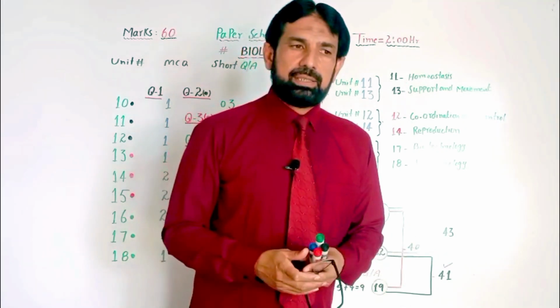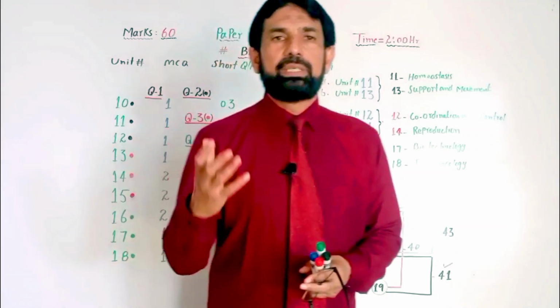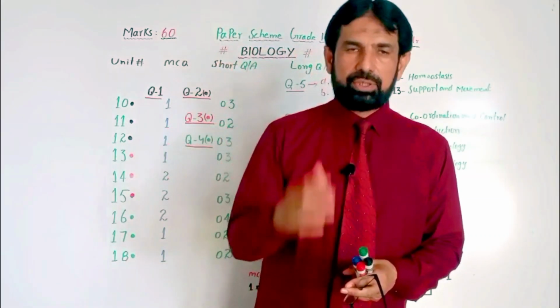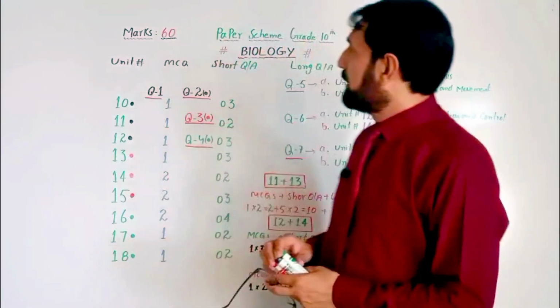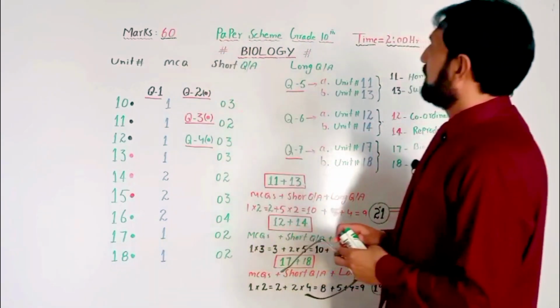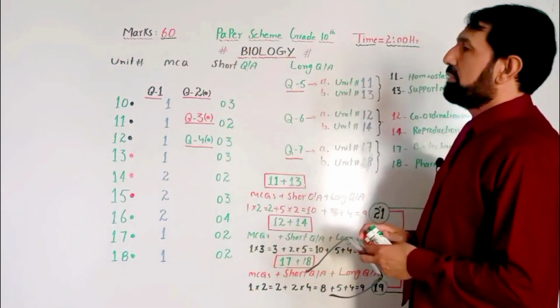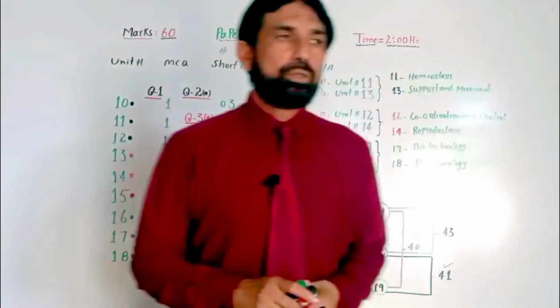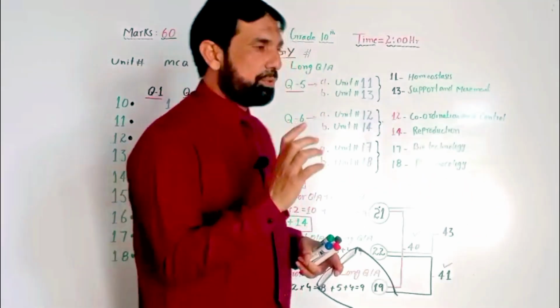So let's start today's lecture, the paper pattern of biology for grade 10 matric. This subject also consists of 60 marks and the time given to us is 2 hours. We have to complete the complete paper within the due time of 2 hours.